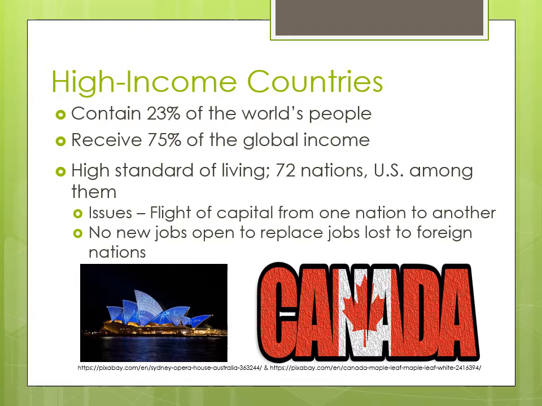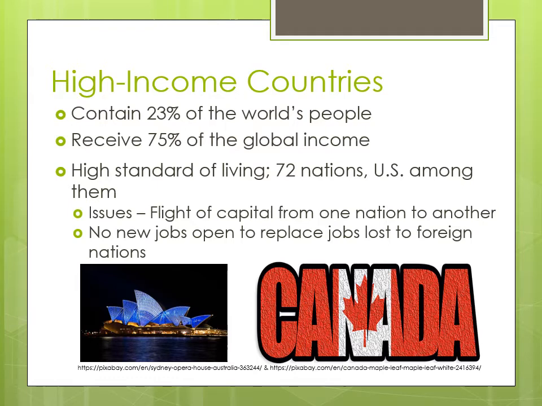Countries are divided into three categories. We will be using one set of terminology. The book actually describes different ways of looking at these countries, but we will be using high income nations, middle income, and low income. High income nations contain one out of every four people, so 23%. However, we receive 75 cents of global wealth. This means that we have an exceptionally high standard of living.